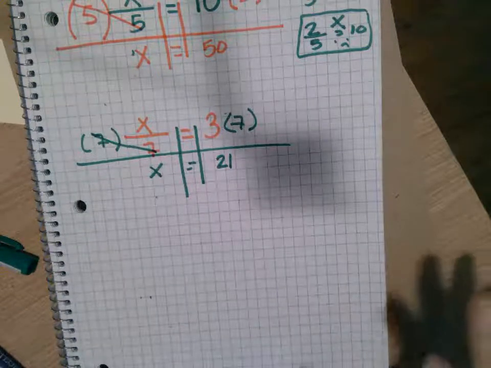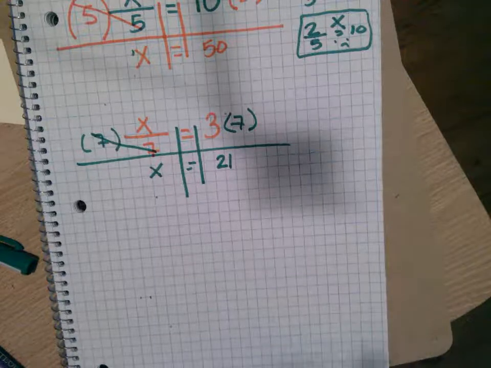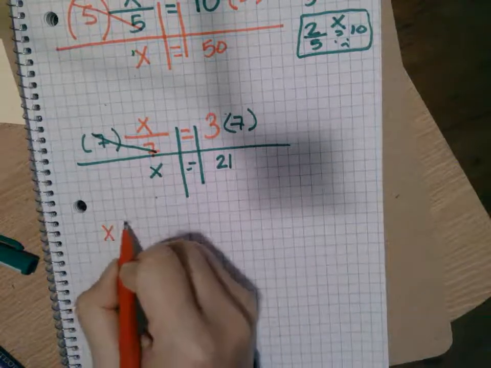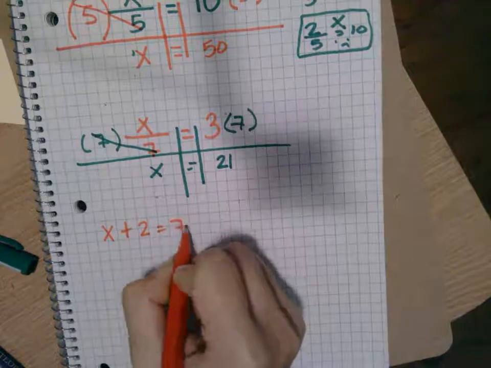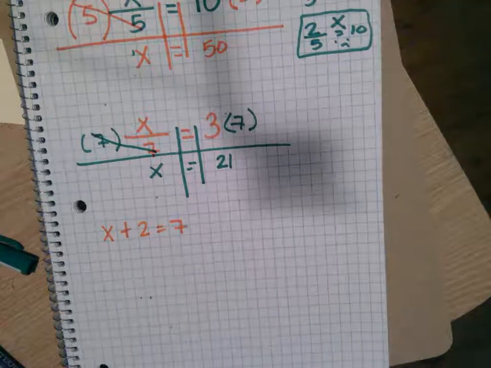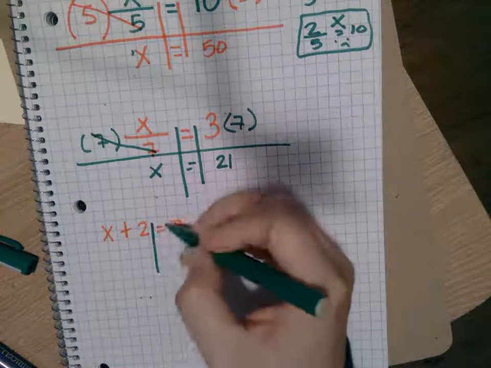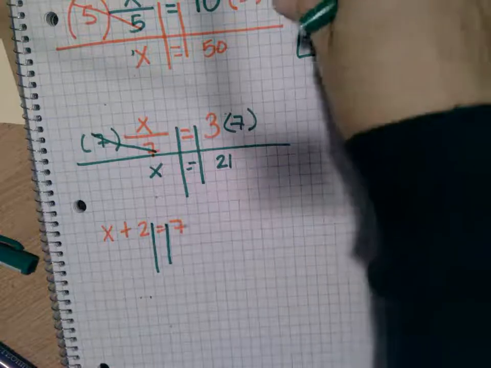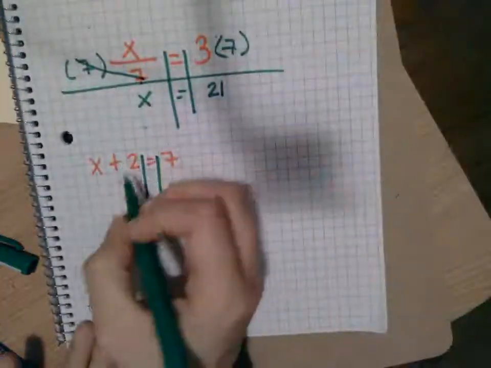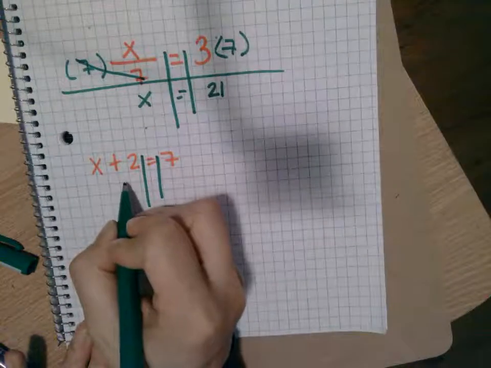All right, let's just recap from the very beginning of time. If it's x plus 2 equals 7, what am I going to do? How do I get x by itself? Let's do a quick little review. What do I do? Minus 2 on both sides. Put the 2 on the 7.